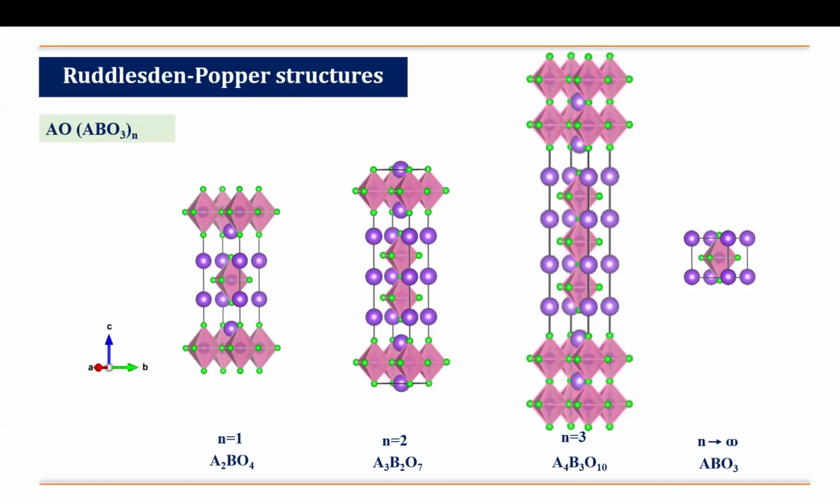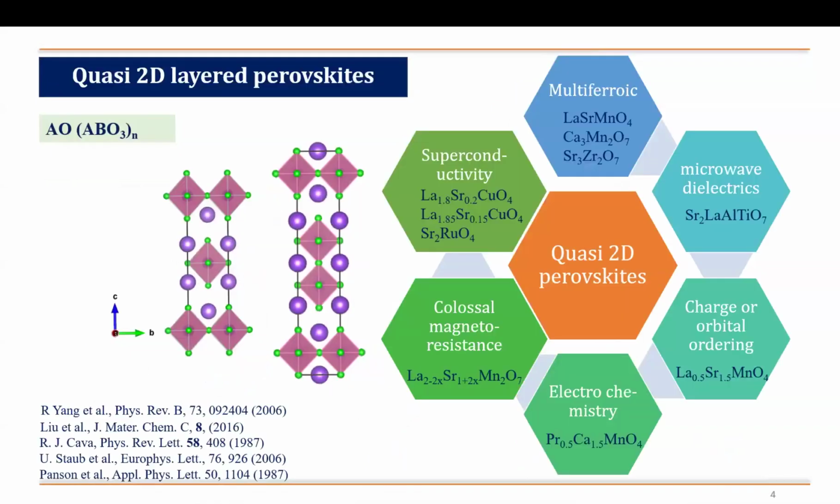As you can see, currently my work is focused on single layered Ruddlesden-Popper phase, that is K2NiF4 type structure. As the unit cell is represented here, we can see that in between two perovskite blocks, we have a single perovskite layer in case of a single layer system. Since there is no connectivity of the octahedra along the C-axis, these Ruddlesden-Popper phases are actually quasi-2D layered perovskite systems.